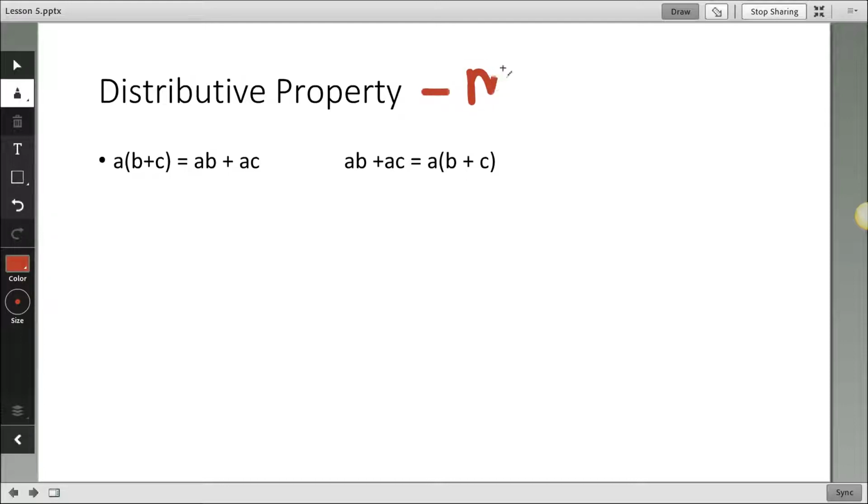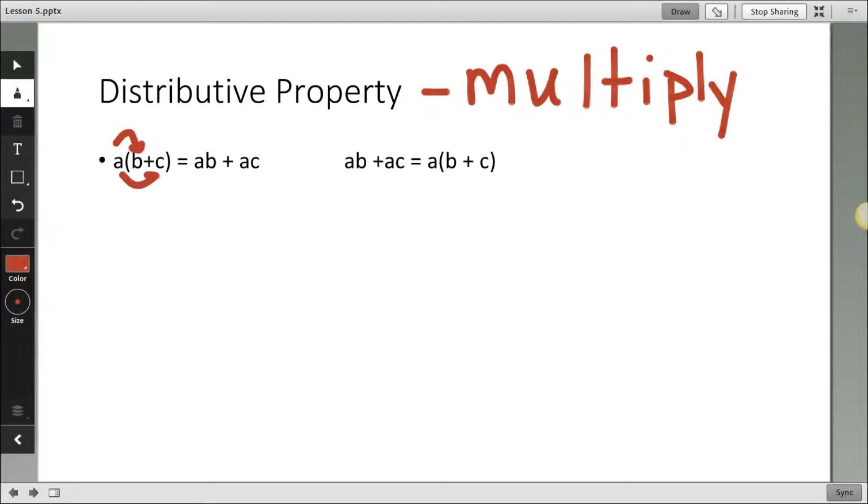So this has to involve multiplication. So you have to multiply. So you see we got this being multiplied by both terms inside. And then it works in reverse. If the same thing is being multiplied we could pull those out of the problem and put it outside the parentheses. So what might this look like?